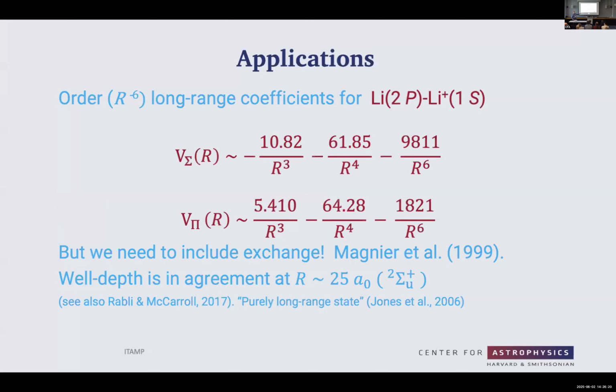We put it all in and we get a well for the doublet sigma u plus state at 25 Bohr. It also agrees with Ron McCarroll's calculation in 2017. And Paul, I threw that in there for you. Maybe it's a purely long range state. I don't know. It's a charge neutral interaction, but it lives out there at 25 Bohr, and it's a very shallow little well. So at least we think we're precise enough that we get an agreement with these other, more quantum chemical calculations.